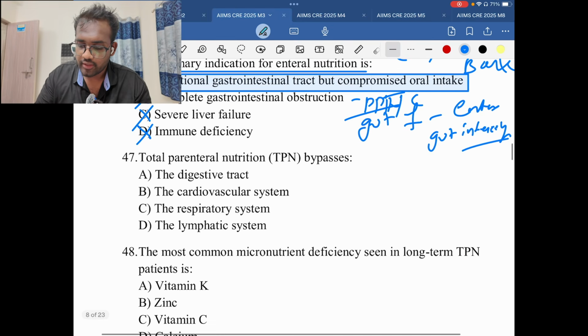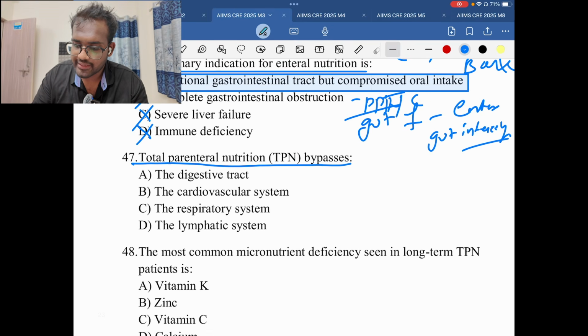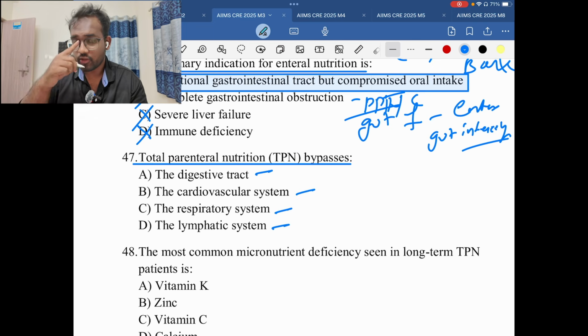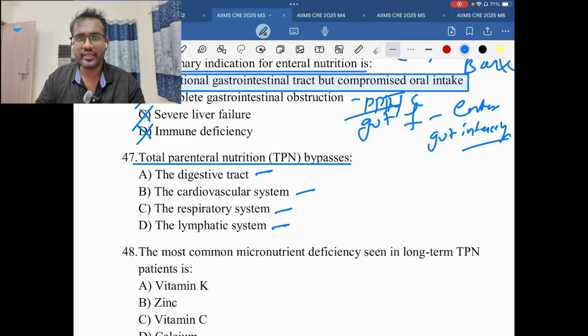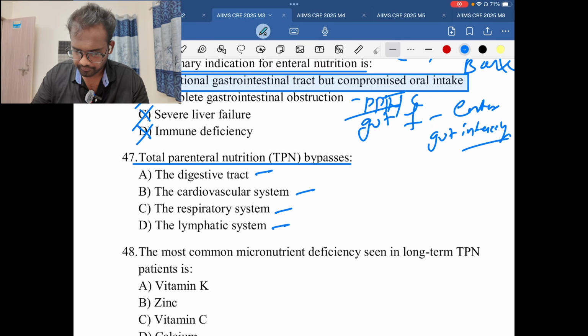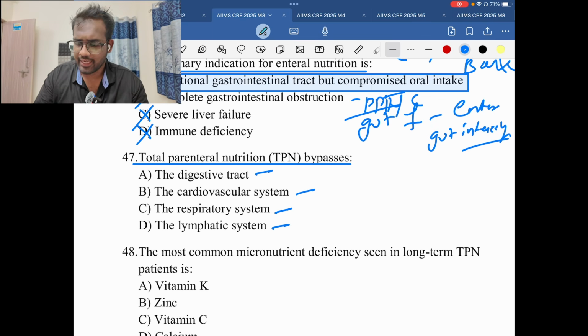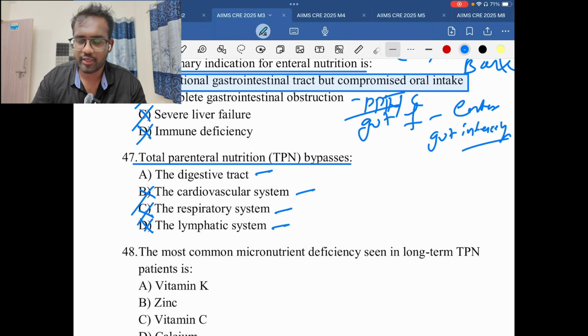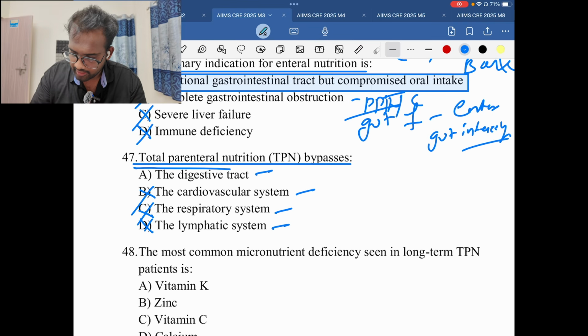Question number 47. Total parenteral nutrition, TPN, bypasses the digestive tract, cardiovascular system, respiratory system, lymphatic system. So total parenteral nutrition, in the sense we are providing the food by the intravenous route. So we'll eliminate the options and then go for the answer. The cardiovascular system is not related to parenteral nutrition. The respiratory system is also not related to parenteral nutrition. The lymphatic system is also not related to parenteral nutrition. So the answer will be A, digestive tract.